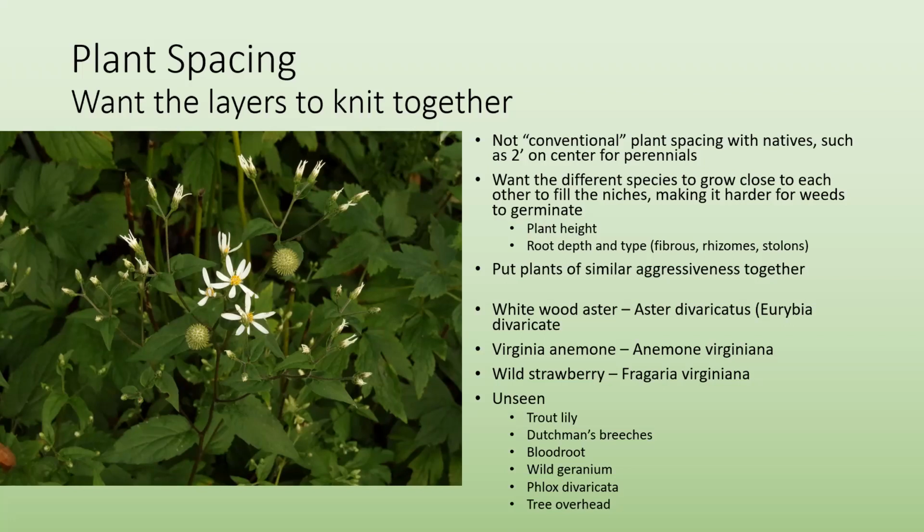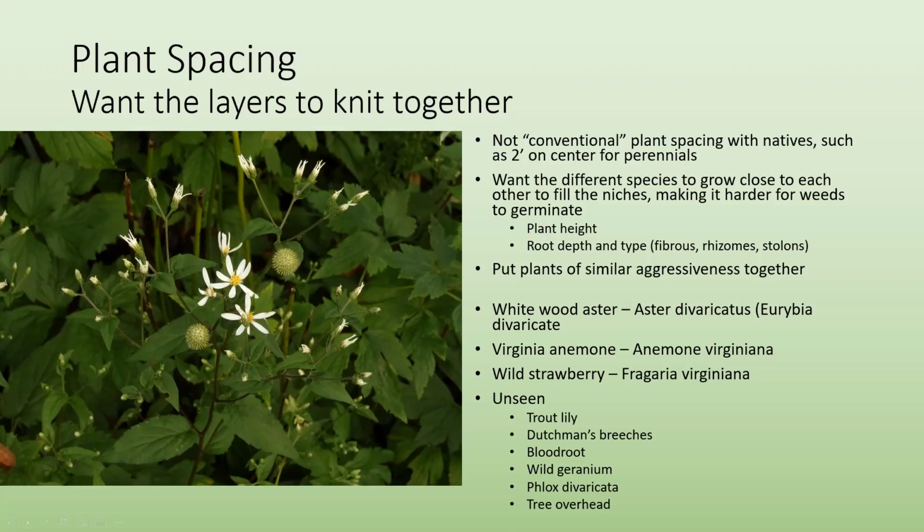While you're thinking about the planting, you also want to put plants of similar aggressiveness together. Like if you put Canada goldenrod next to something delicate, it's going to take over. That's a pretty extreme example, but you just want to go with a similar level of aggressiveness, so that they'll grow together for a long time.